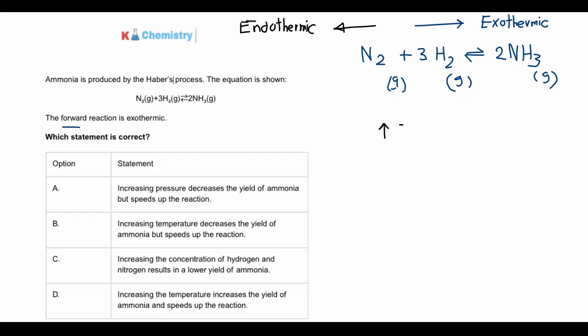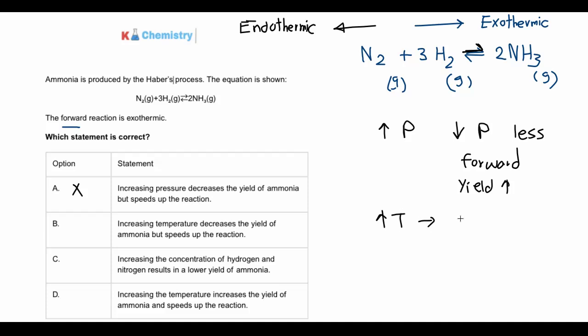If I increase the pressure, the system will try to do what? It will try to decrease the... oh, he's talking about the pressure, not temperature. So increasing the pressure, the system will try to decrease the pressure. So it will move to the direction of fewer moles, which is forward. So more ammonia is formed. So the yield of ammonia increases, not decreases. So this is wrong.